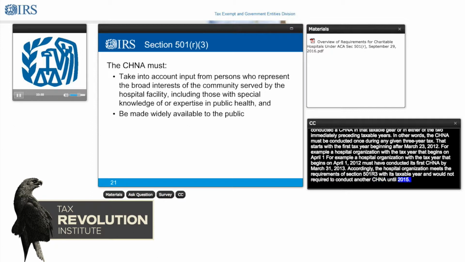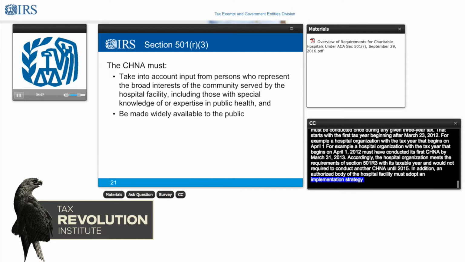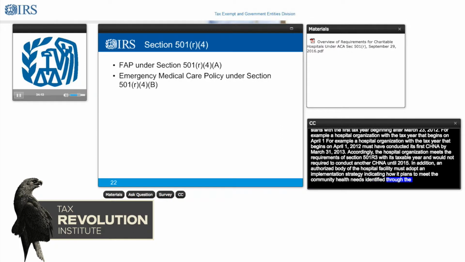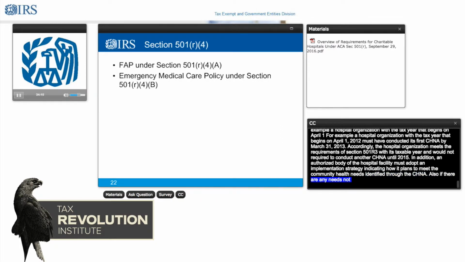In addition, an authorized body of the hospital facility must adopt an implementation strategy indicating how it plans to meet the community health needs identified through the CHNA. Also, if there are any needs that are not to be addressed, then the implementation strategy has to explain why those needs are not going to be addressed.